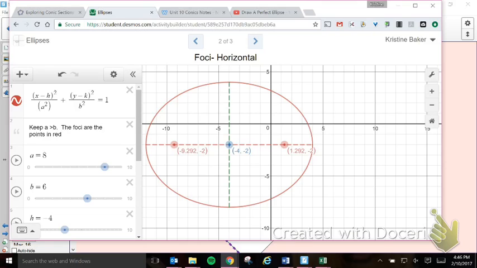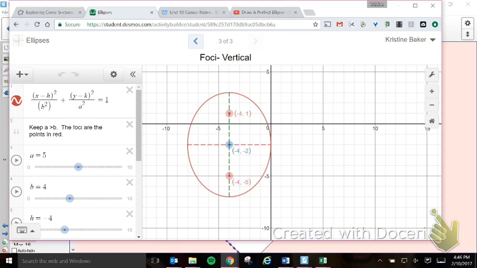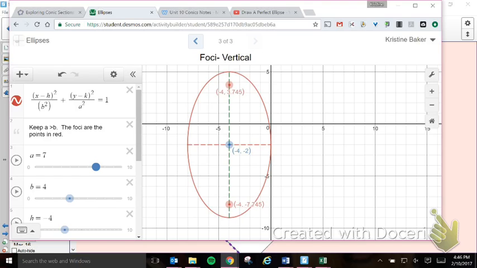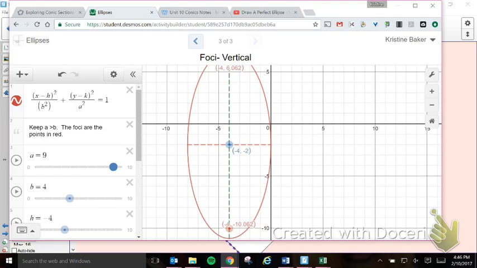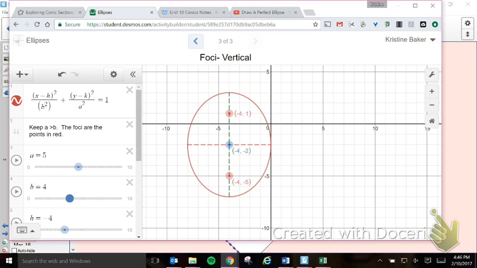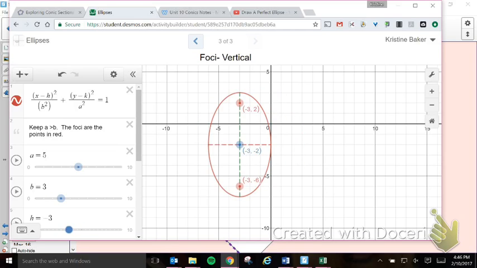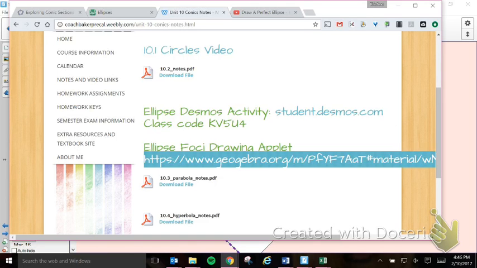All right, now we're going to switch it to where my bigger number is going to be under the Y. So my bigger number is under the Y. Again, we talked about this, and then look at where it makes your focus appear. And again, with this, if you want, you can move your center. This is something you can play around with if you want to get some more visual examples of these ellipses. And you can find both of those links on our website.